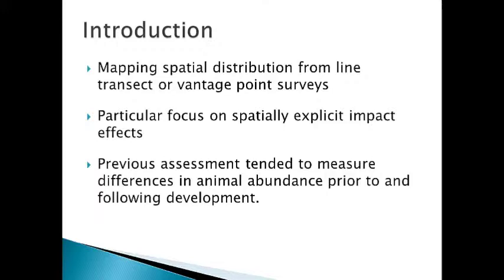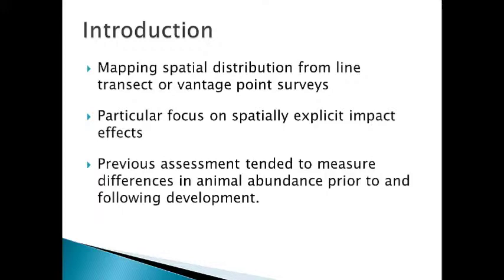So we're looking at mapping spatial distribution from line transect or vantage point surveys, with our particular focus on spatially explicit impact effects. So this is looking at precisely where geographically we have changes in animal distribution, and if any of those changes can be attributed to devices, for instance.